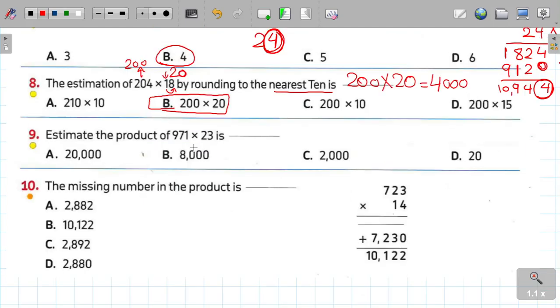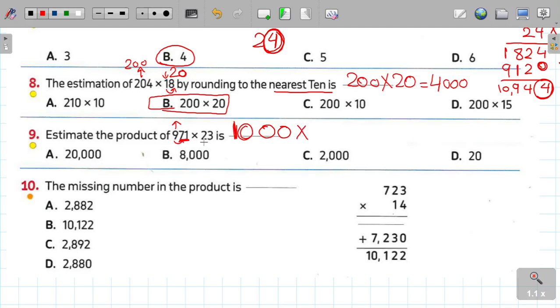Next, I want to estimate the product. I have 971 by 23. So I will round the first number. Okay. So I have 9 as the last digit, and the next digit is 7, and 7 is a strong digit. So I will add 1 to 9. So it will be 10. Okay. And I have here 2 digits, so I have 2 zeros. So the first number is 1000.